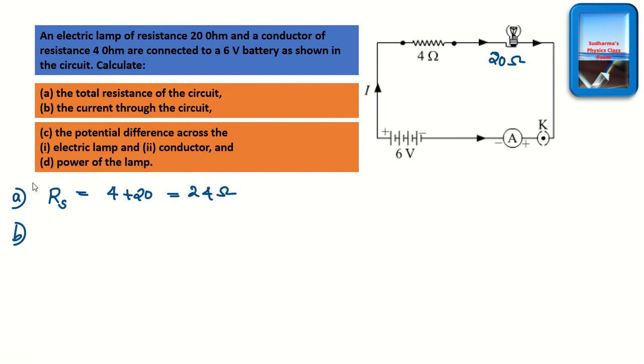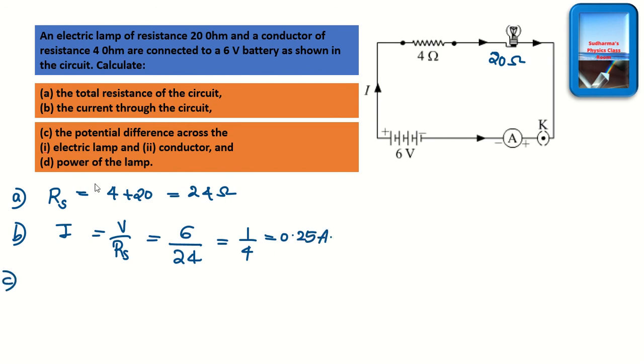Question B. Current through the circuit. Current I is equal to V divided by R series. V is 6 volt. R series is 24. So this is 1 by 4 or 0.25 amperes.